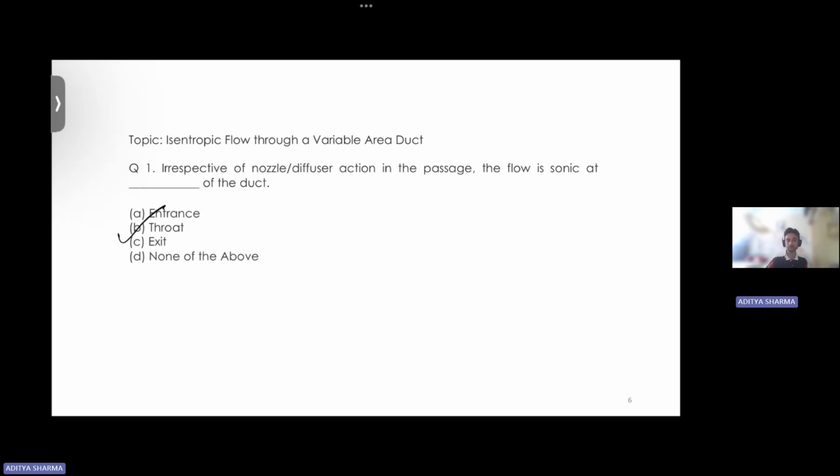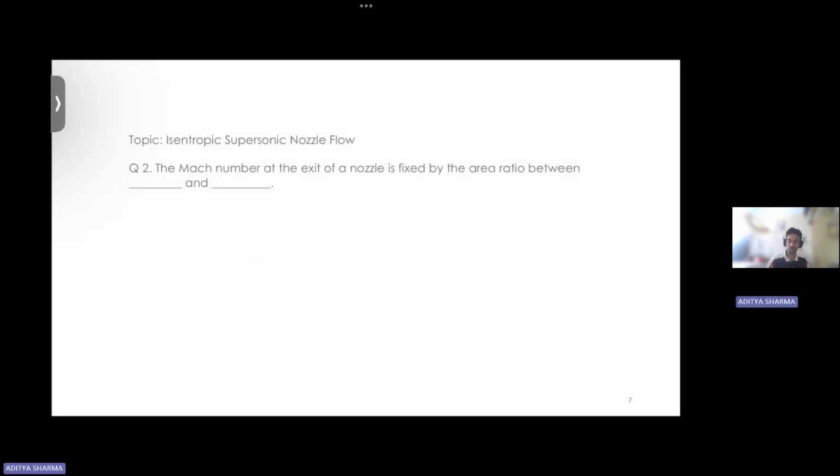Let's see the next question. This was about a variable area duct, and option B is correct. The next question is from the topic isentropic supersonic nozzle flow.